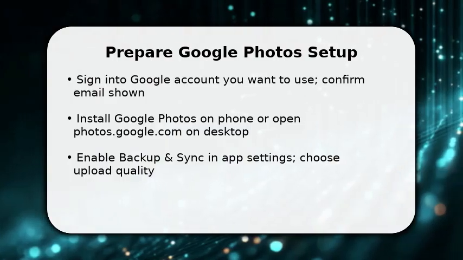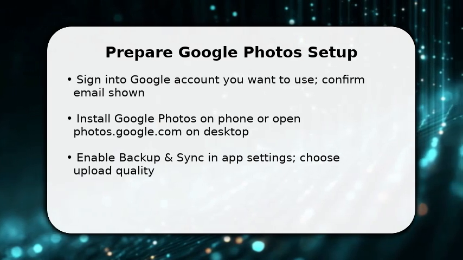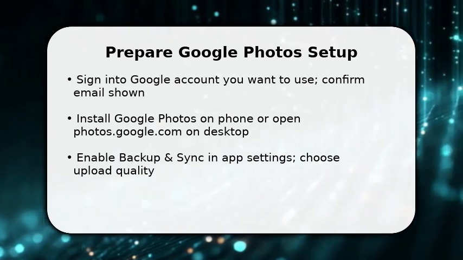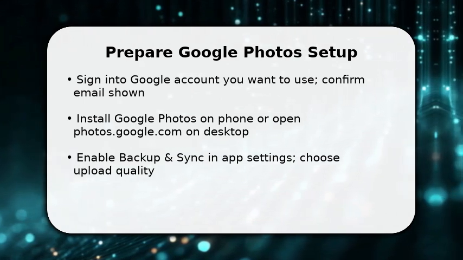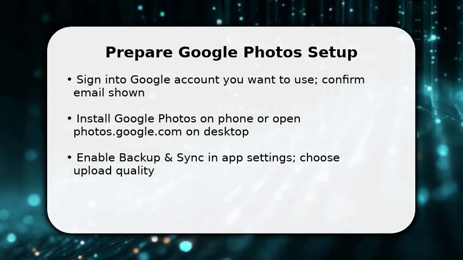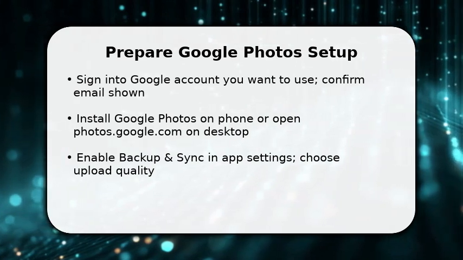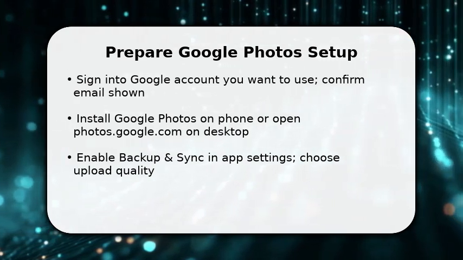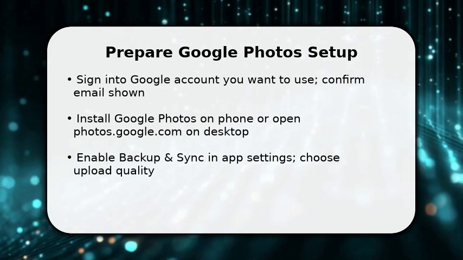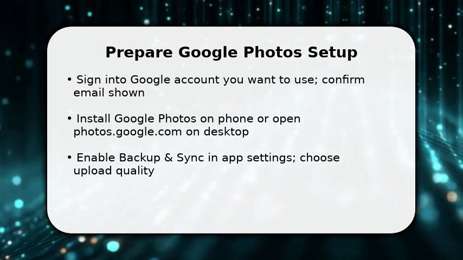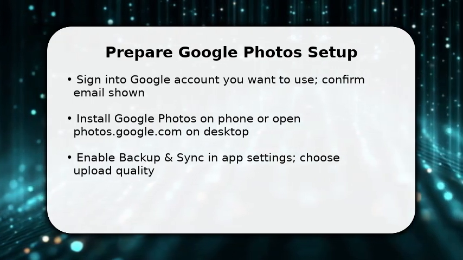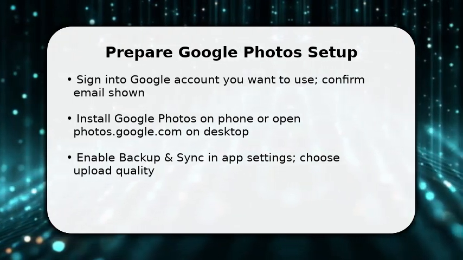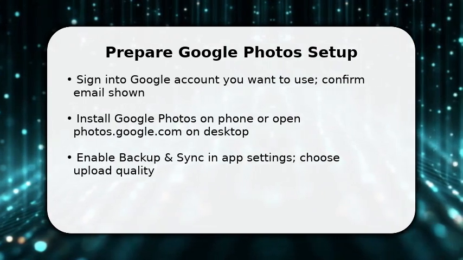You're starting by getting the right account and app ready. Sign into the Google account you'll use, then open Google Photos on phone or desktop. Once in the app, go to Settings and enable backup and sync so uploads begin. Make sure you select the upload quality. Original preserves full resolution, while Storage Saver saves space. Also pick the folders to back up on mobile. This controls which pictures are uploaded automatically. Once done, your account is ready to receive photos.